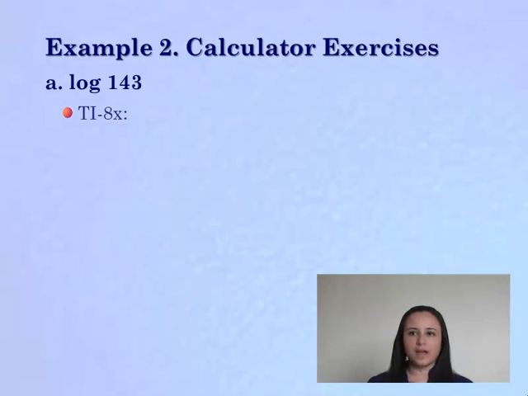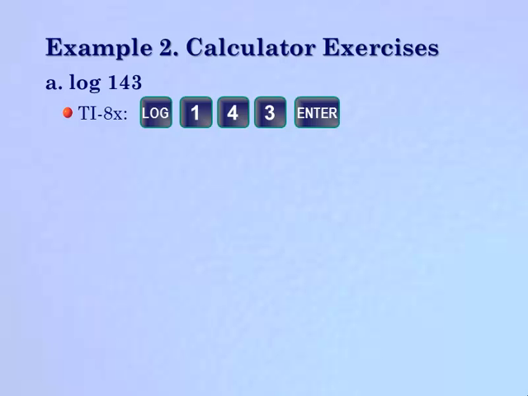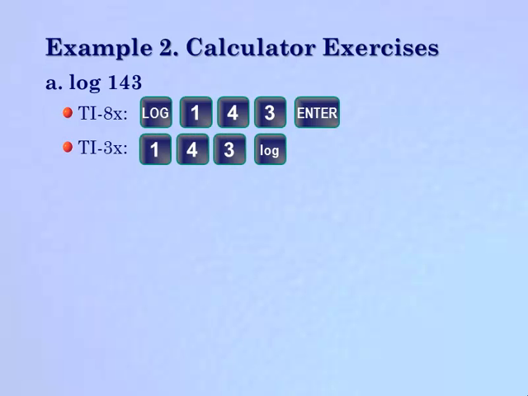Here are some calculator exercises that your text suggests that you try. Let's just take the log of 143 on the TI-80 series. Remember, you have to first enter the log function, and then enter your number, and then press enter. On the TI-30 series, you can do just the opposite. You put in the number first, and then tell it that you want the log of that number. And the number will be 2.1553 with some numbers after it.